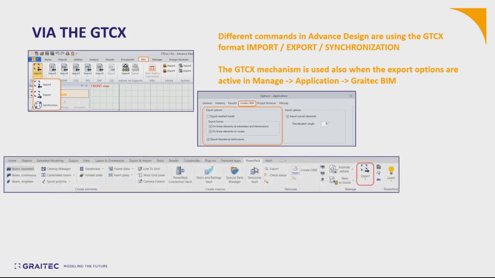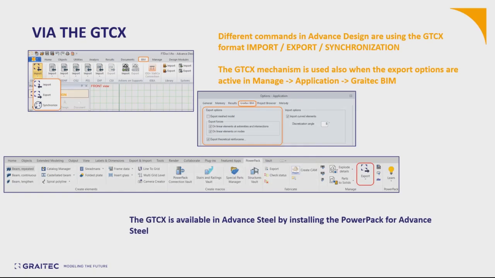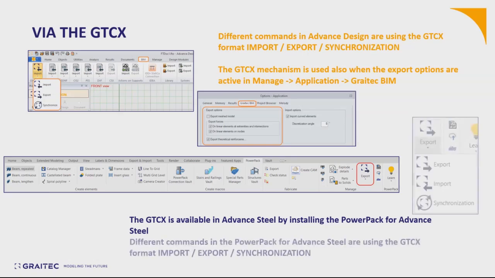In advanced steel, still under the ribbon, we have the installed Power Pack. You have the command under the manage part of the ribbon, and of course you have the same three commands: export, import, and synchronization.